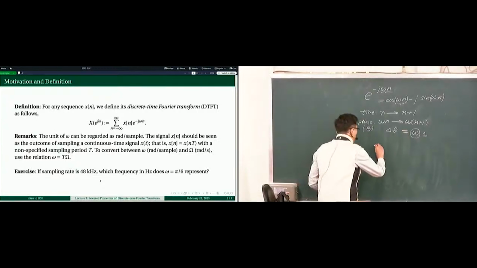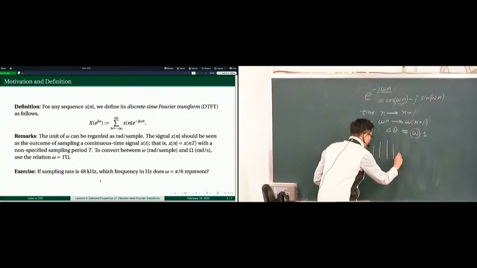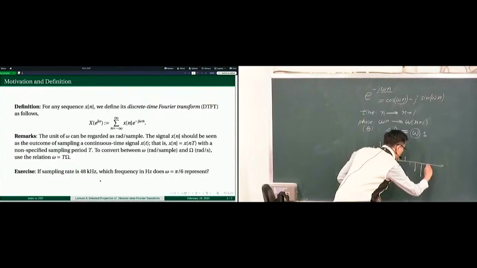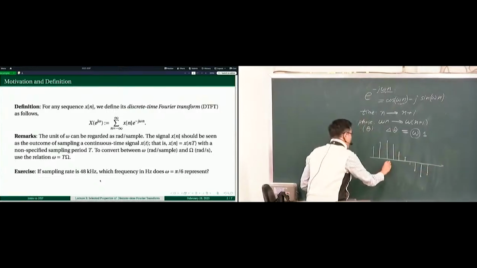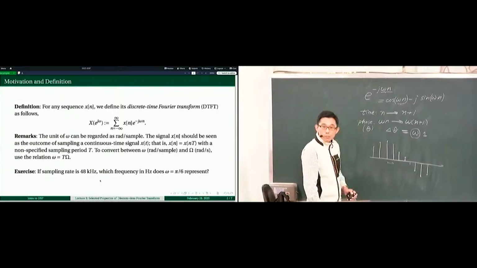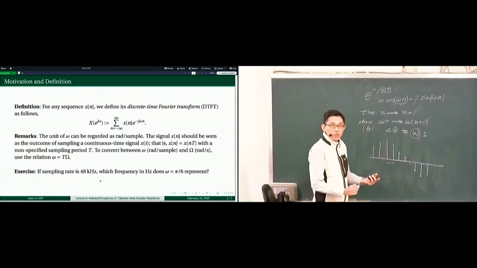Radian per sample: how much phase is advanced when we have a sinusoid, a sine function, and we ask how much phase is advanced when time advances by 1 sample. So omega does have a unit. Basically, omega is a frequency.